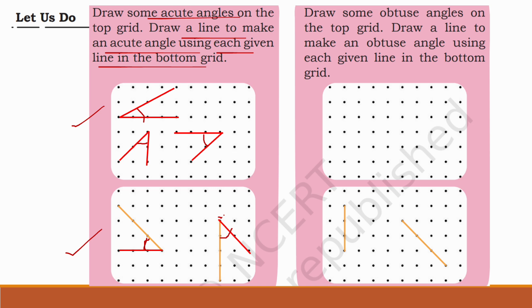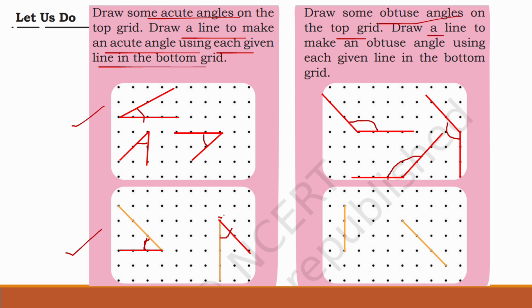Next one, draw some obtuse angles on the top grid. See, obtuse angles are more than 90 degrees. They are more than right angles. See, this is an obtuse angle. This is more than a right angle. This is another obtuse angle. This is also more than 90 degrees or more than a right angle. This is another obtuse angle. This is more than a right angle.